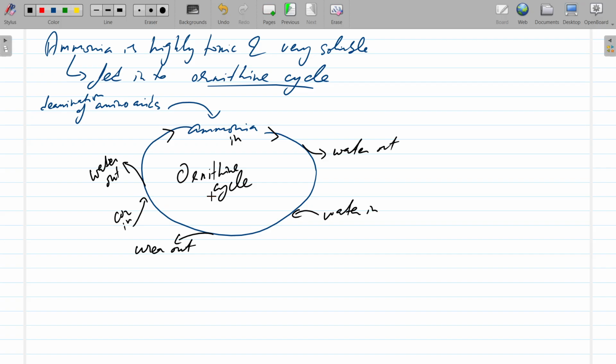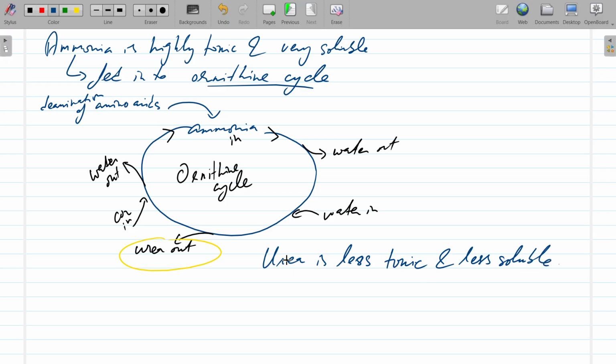But ammonia is put through that cycle, and it's converted to urea, and so that is of interest. Why is it of interest? Because urea is less toxic, not to say that it is something we want, comparative to ammonia. It is less toxic and less soluble, so it is less harmful for the body, and that is taken in the blood. When it goes to the kidneys, it is filtered into the urine.